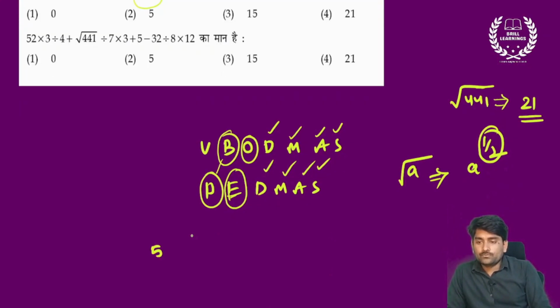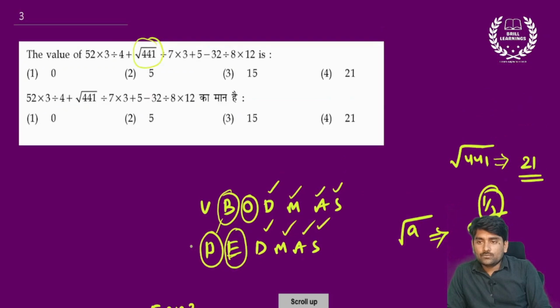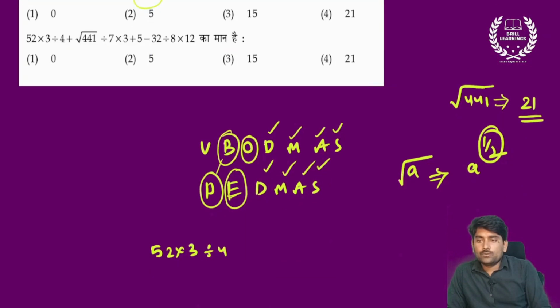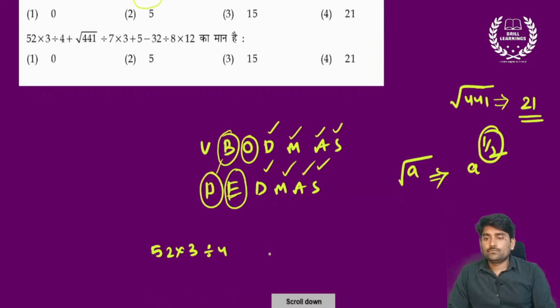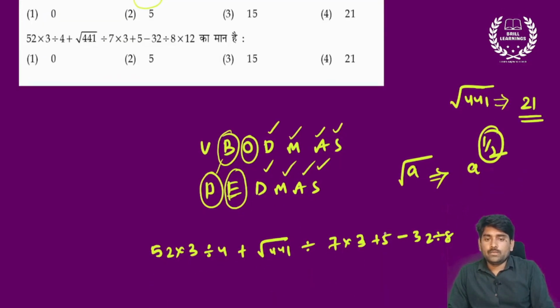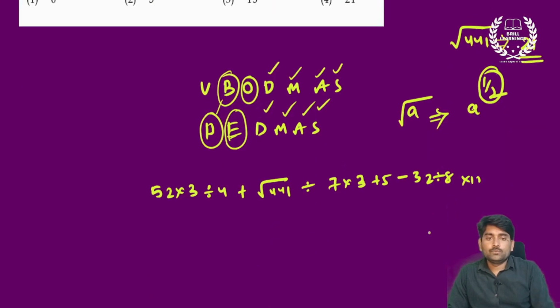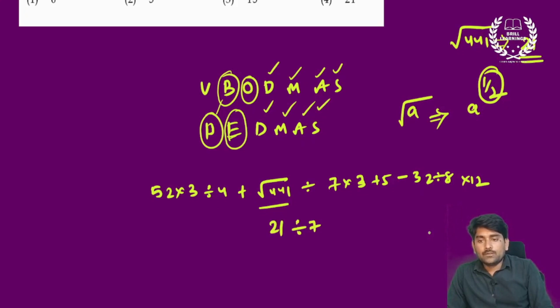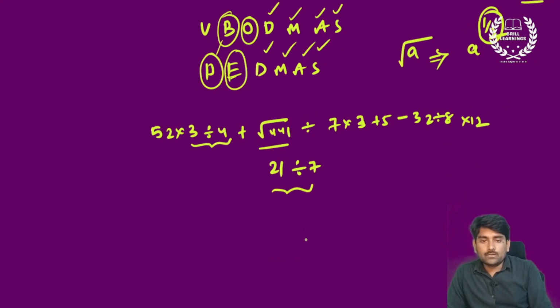So 52 into 3 divided by 4, 41 divided by 7 into 3 plus 5 minus 32 divided by 8 into 4. We need to simplify this expression. Okay, first what is the value of under root of 441? It is 21. Now division is given. Here also division, here division, and here also division. First simplify all these values.